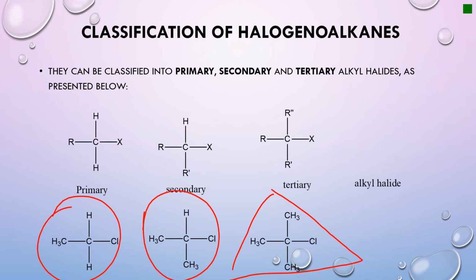So we can conclude that alkyl halides are classified into 3 main classes: primary alkyl halide, secondary alkyl halide, and tertiary alkyl halide, where a primary alkyl halide is an alkyl halide in which a halogen is attached to the primary carbon. In a secondary alkyl halide, the halogen is attached to the secondary carbon. And in a tertiary alkyl halide, the halogen is attached to the tertiary carbon.